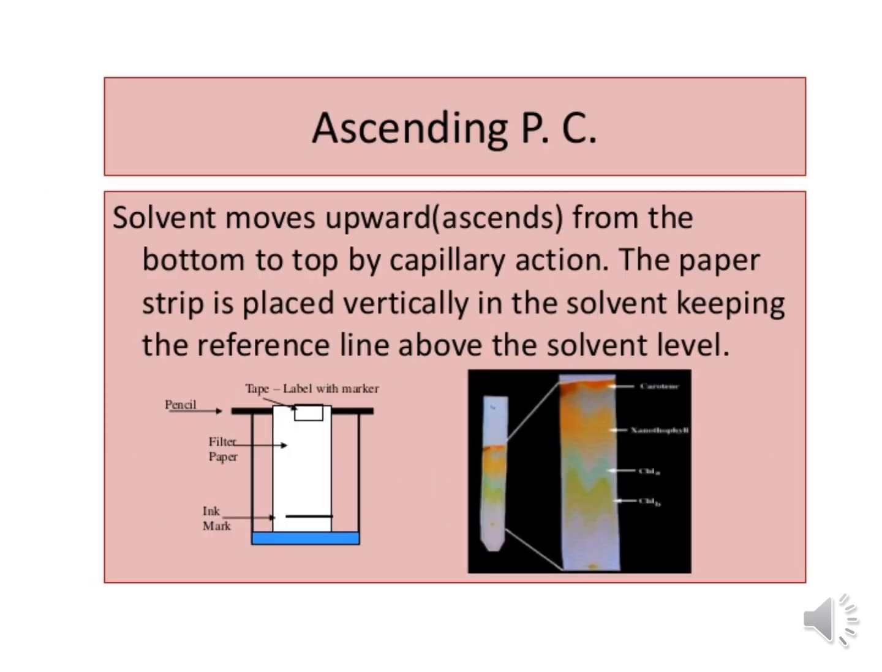What is meant by ascending paper chromatography? Solvent moves upward from the bottom to top by capillary action. The paper strip is placed vertically in the solvent, keeping the reference line above the solvent level.